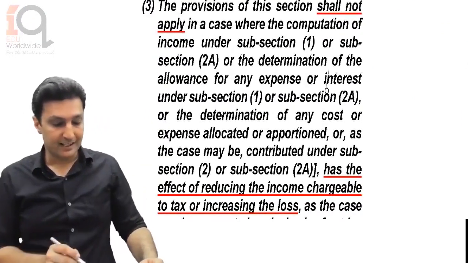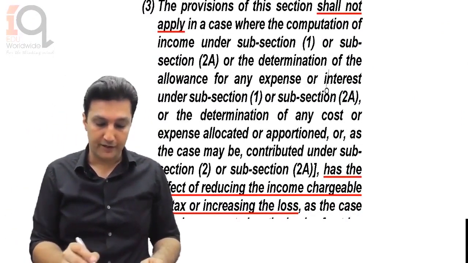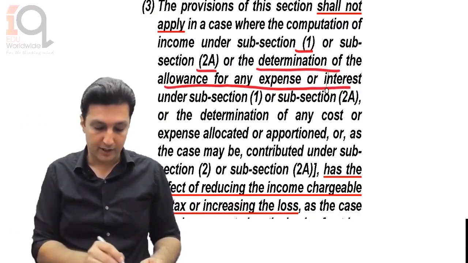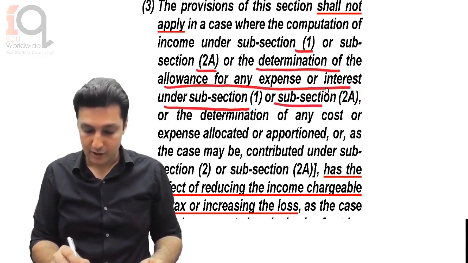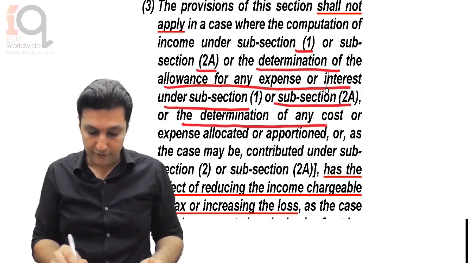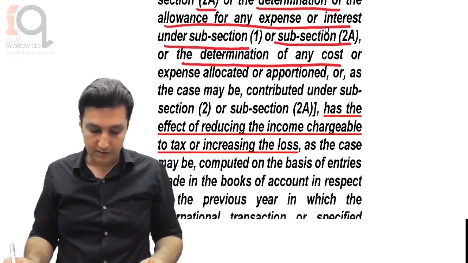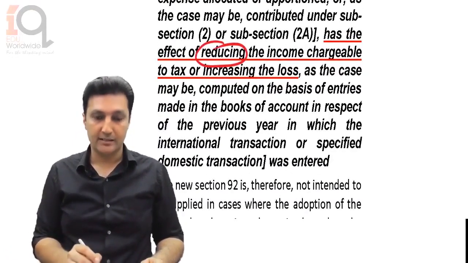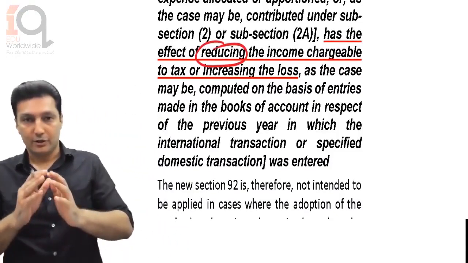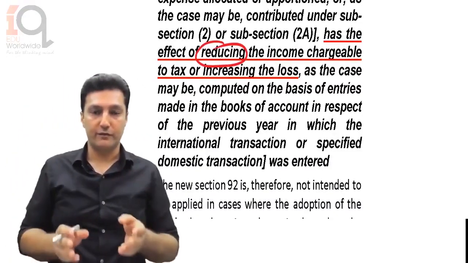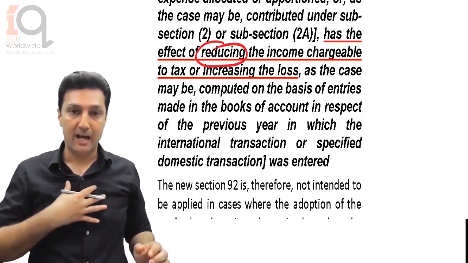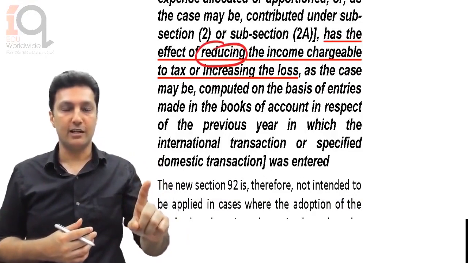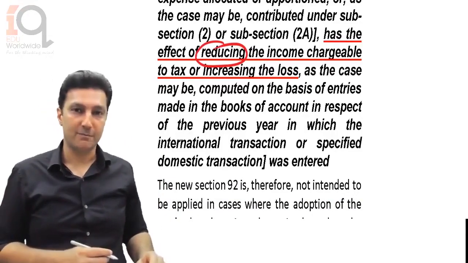The provisions of this section shall not apply in a case where computation of income under subsection 1 or 2A, or determination of allowance for any expense or interest under subsection 1 or subsection 2A, or the determination of allocation of any cost under subsection 2 or 2A has the effect of reducing the income chargeable to tax or increasing the loss. So this is exactly what we've done in the first two videos. We've just read section 92. Now it's time to go and look at what is an international transaction, what is an associated enterprise, and how do we compute arm's length price.